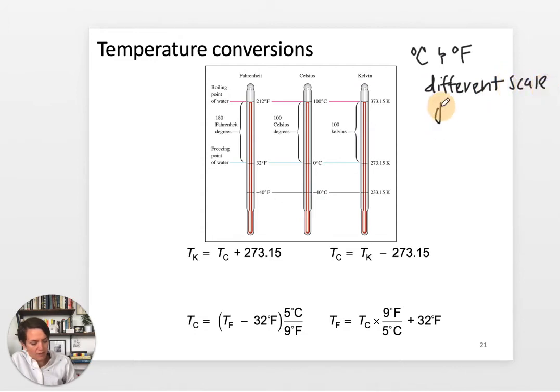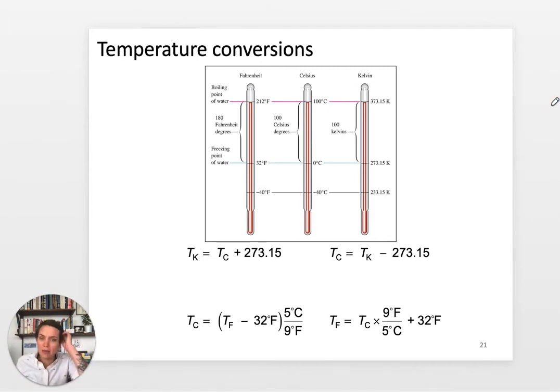And they're different zeros. So first, let's look at scale and how we're going to make those equivalent. So Celsius, at 0 degrees, water freezes. At 100 degrees, water boils. Very simple, very wonderful. For Fahrenheit, water freezes at 32 degrees Fahrenheit and boils at 225 degrees Fahrenheit.